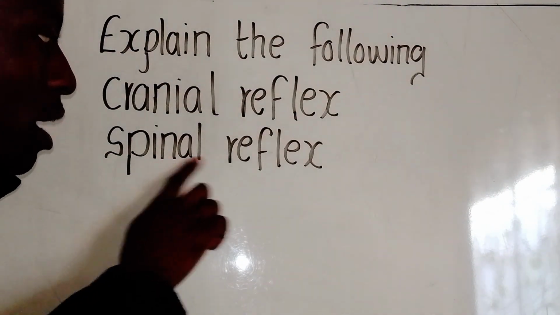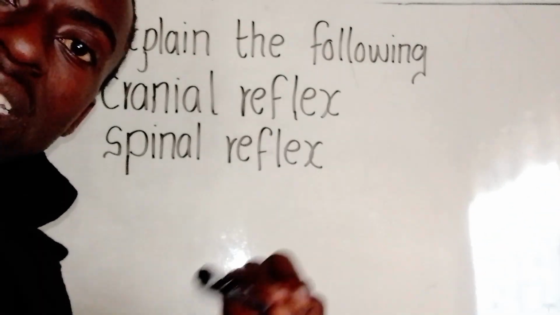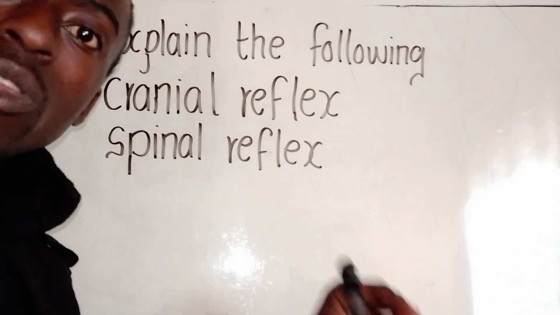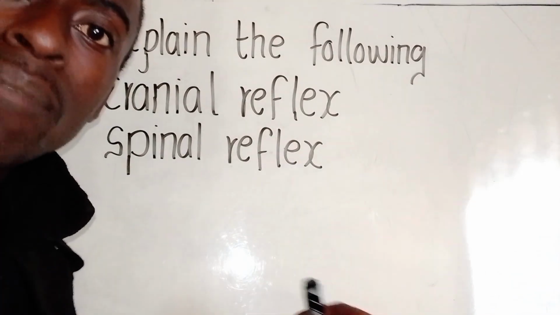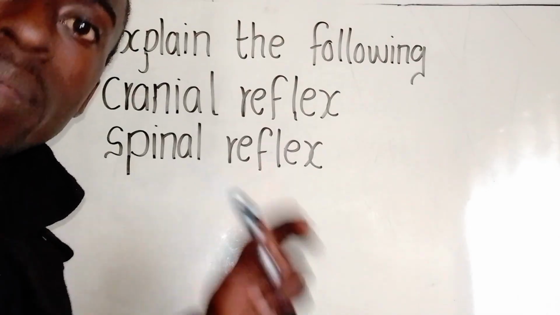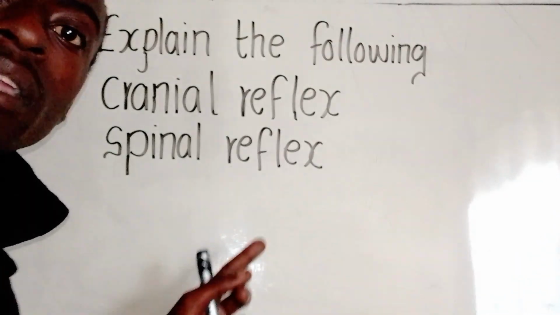Now, when you say spinal reflex, this is a type of reflex where the electric impulse passes through the spinal cord. The spinal cord is just a membranous structure which passes through the vertebrae. The vertebrae are the bones which protect the spinal cord.